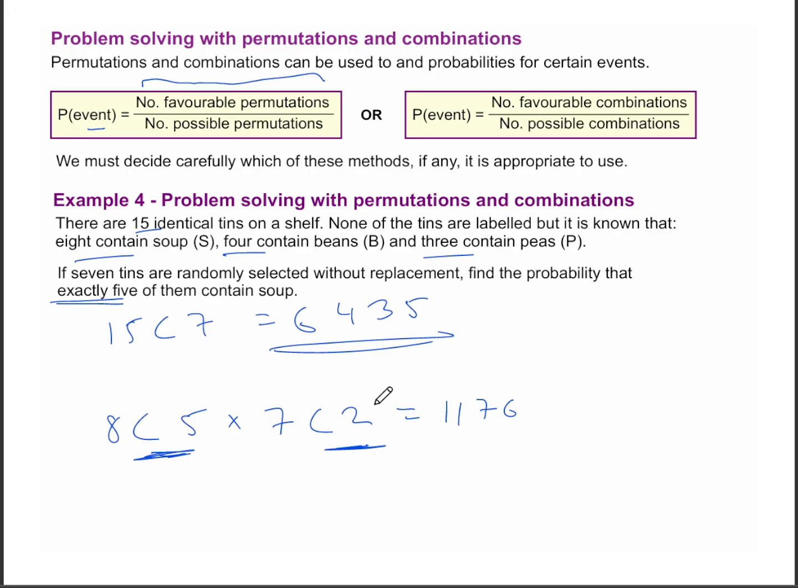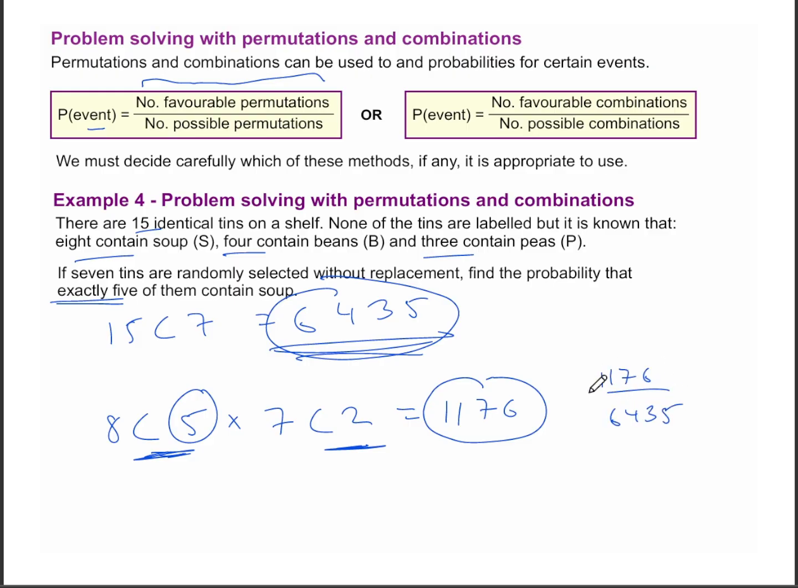And when we want to find the probability here, these are our success events because they have those 5 soups, and these are our total events because they are all the possible choices that we could have had, or all total possible combinations of choices that we could have had. So we get 1,176 divided by 6,435, which will be the probability of exactly 5 out of the 7 selected tins being soup, which is about 0.183 as our probability.